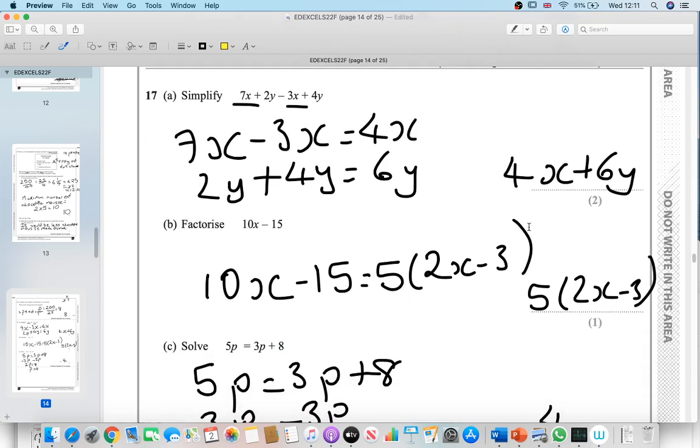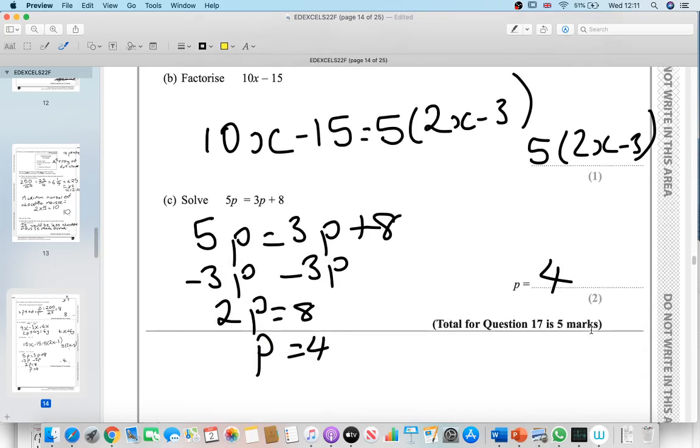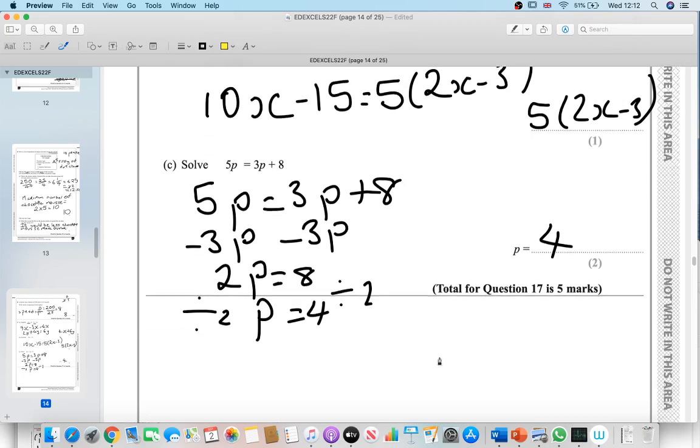Right, guys, part B. Factorize 10x minus 15. The highest common factor is 5, so 5 brackets 2x minus 3. 5 times 2x is 10x, and 5 times minus 3 is minus 15. Right, guys, part C. 5p equals 3p plus 8. Minus 3p on both sides, 2p equals 8. Dividing both sides by 2, because the opposite of times by 2 is to divide by 2, p is equal to 4, guys.